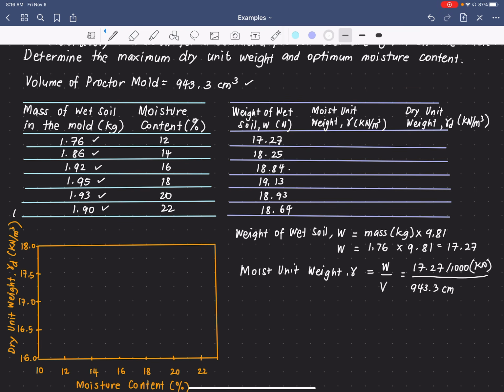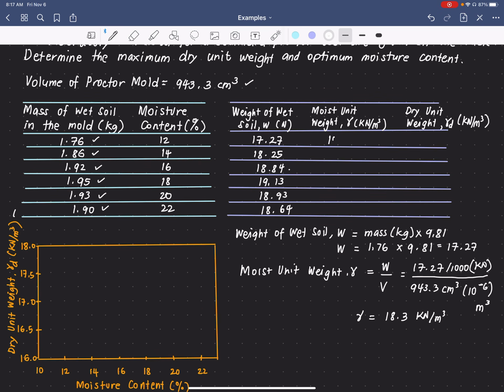This is in centimeter cube. If we want this to convert to cubic meter, we have to multiply this by 10 to the negative 6 to make it in cubic meter. So with this calculation, we can get a value of the moist unit weight of 18.3. This is in kilonewton per cubic meter.